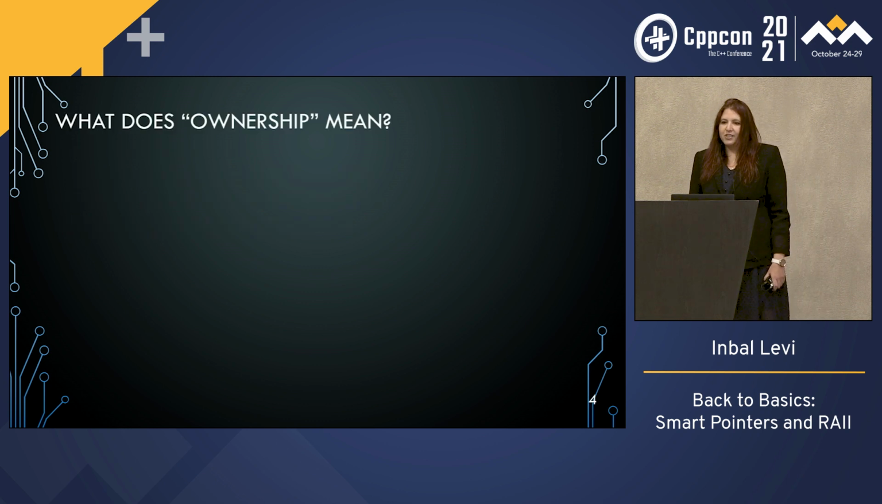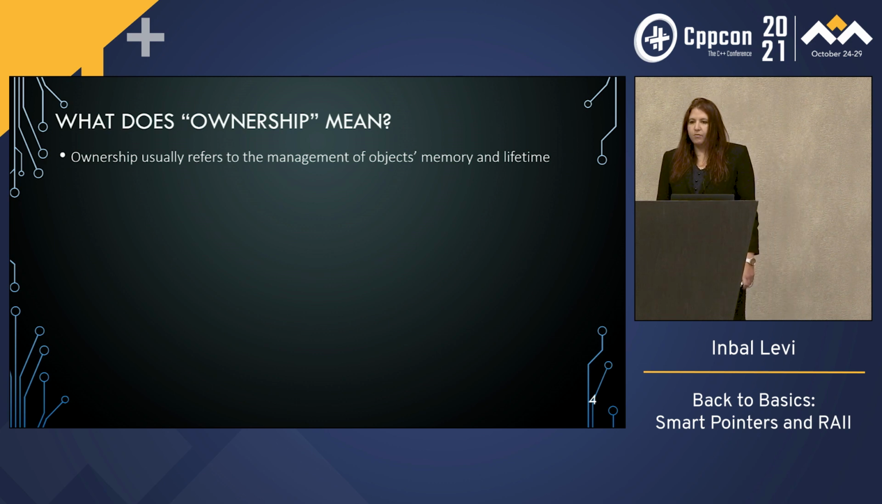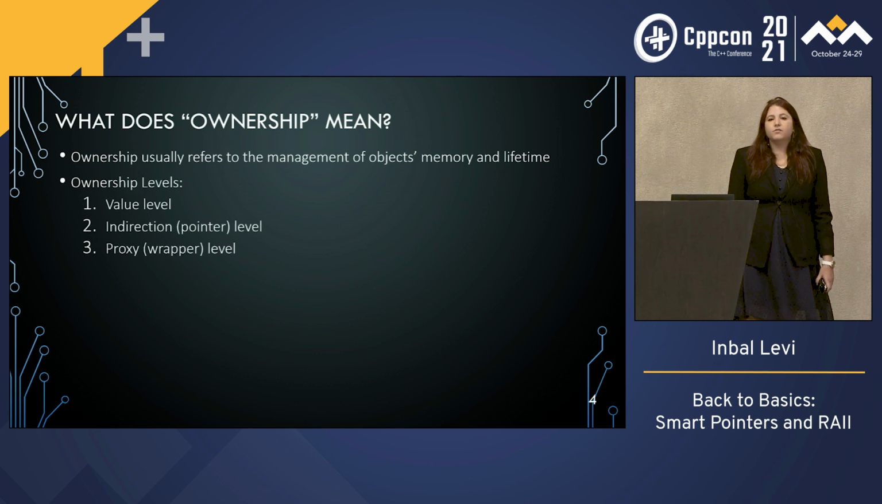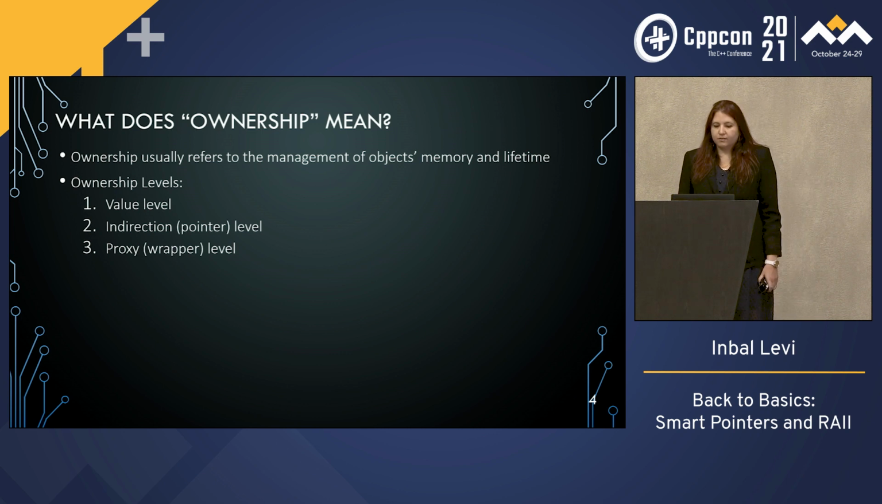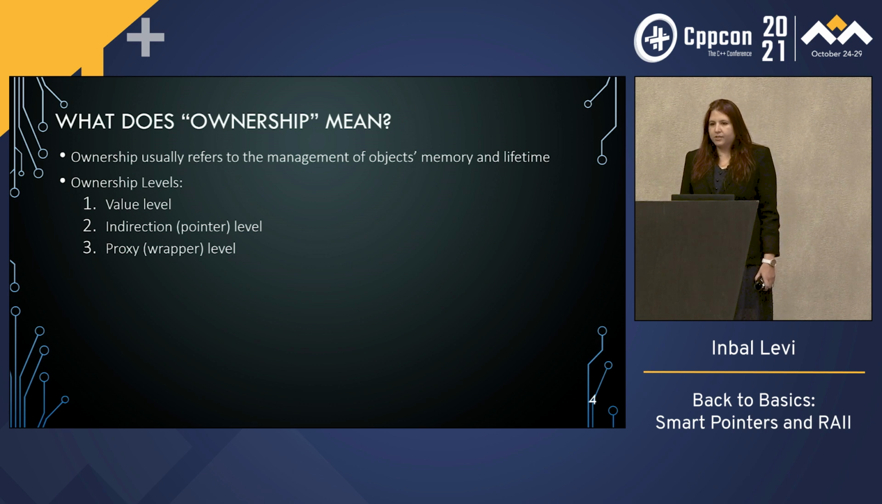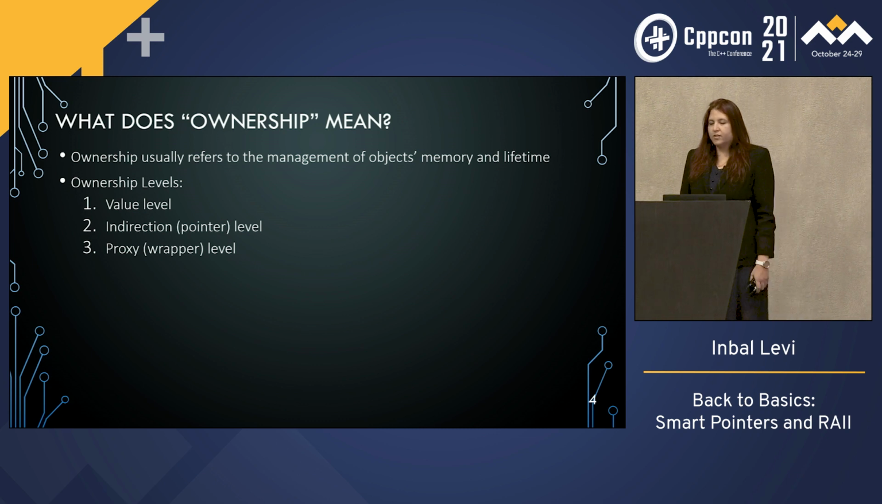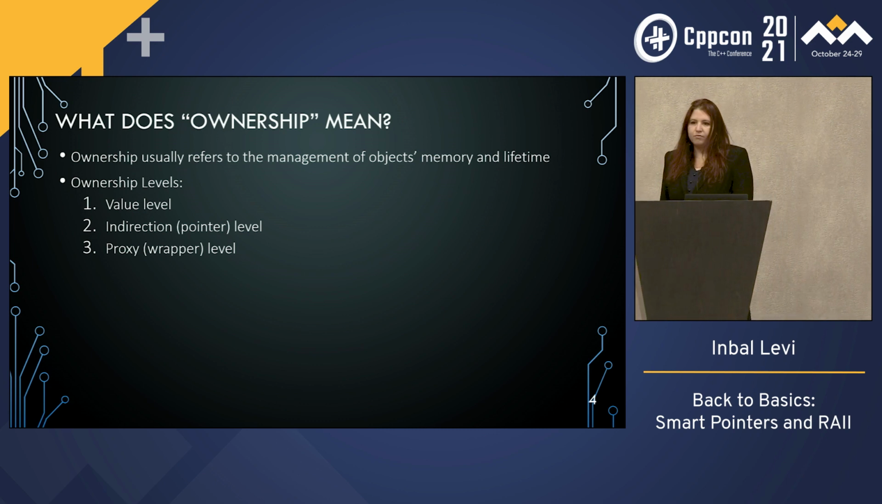So what does ownership mean? Ownership usually refers to the management of object memory and lifetime. And there are multiple ownership levels. For example, we have value level. So if I have an int, that would mean the value of the int. Then we have int direction, int pointer. And there are wrappers as well. So for example, iterators are examples of wrappers.